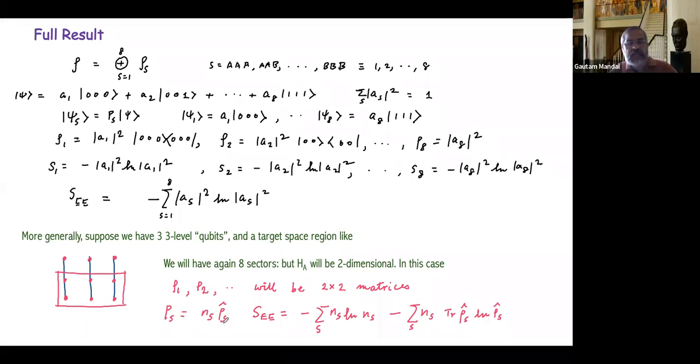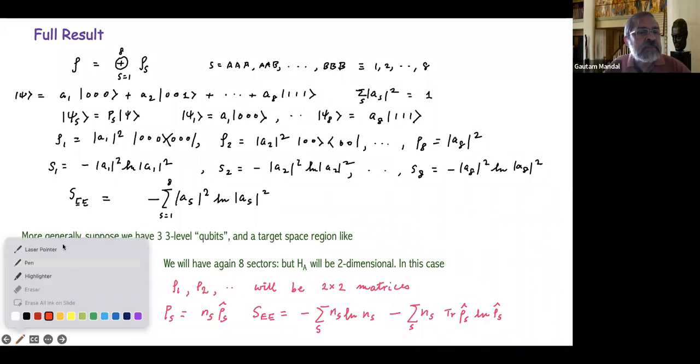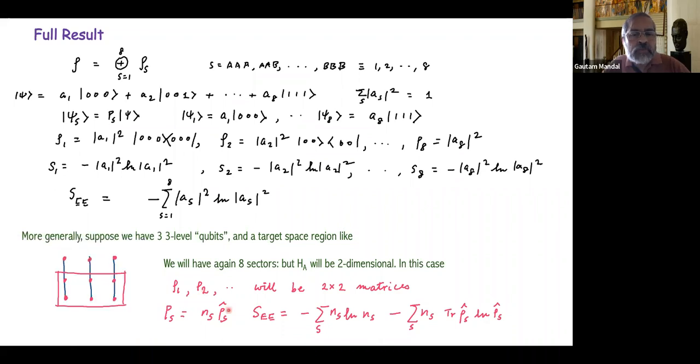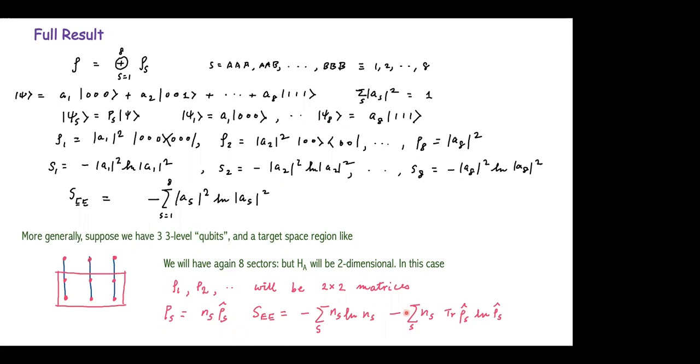So I don't know what I'm seeing here. Yeah, I can't see this. There is a zoom. Yeah, we can see the laser.